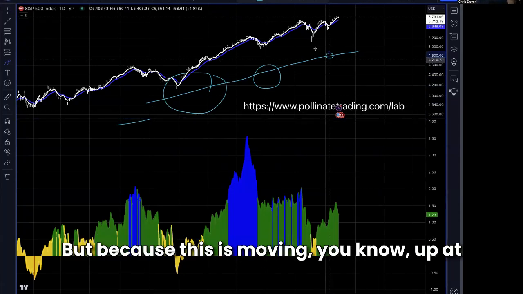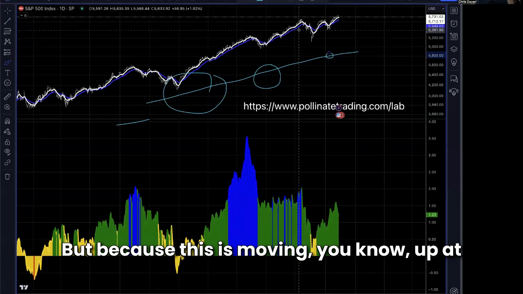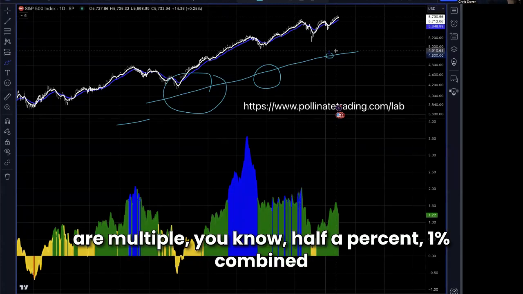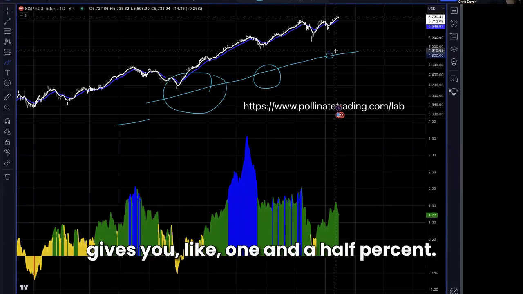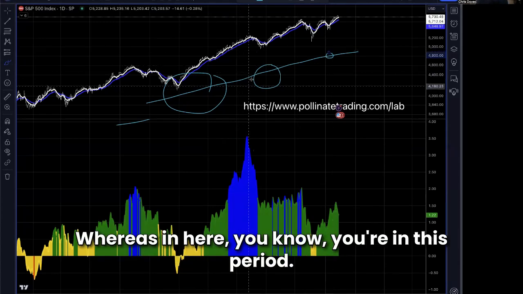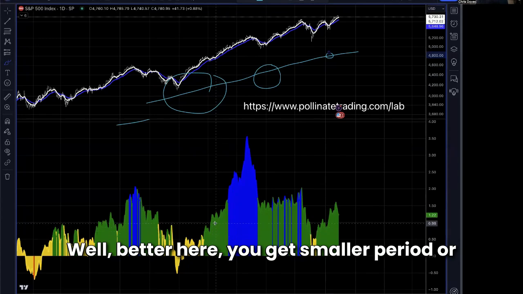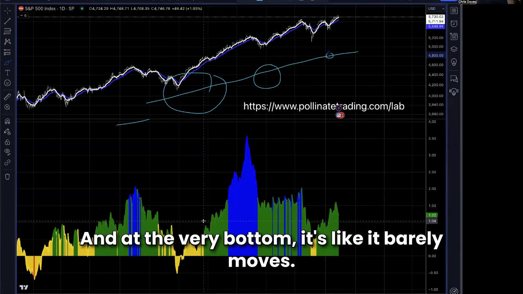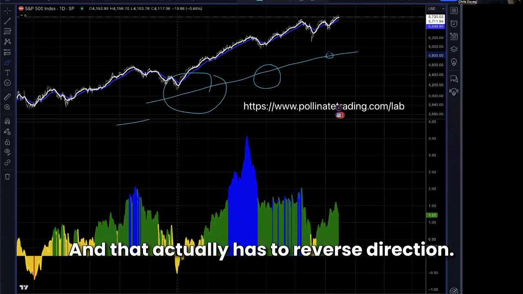Okay. But because this is moving, up at the top, you're getting day-to-day moves that are multiple, 0.5%, 1% combined gives you like 1.5%. Whereas in here, well, better here, you get smaller changes in the day-to-day moves. And at the very bottom, it's like it barely moves. And then it actually has to reverse direction.